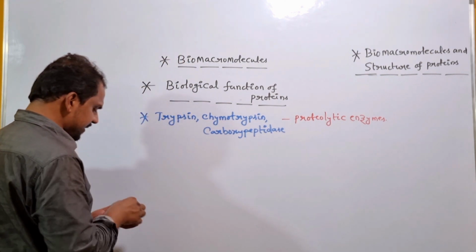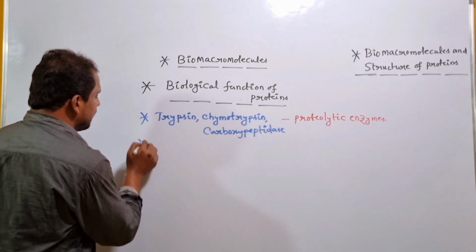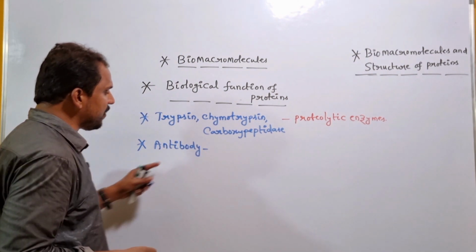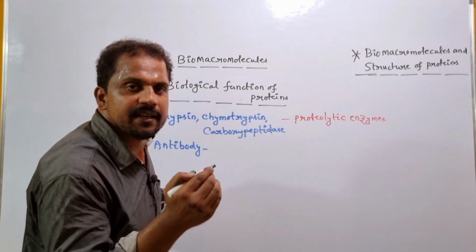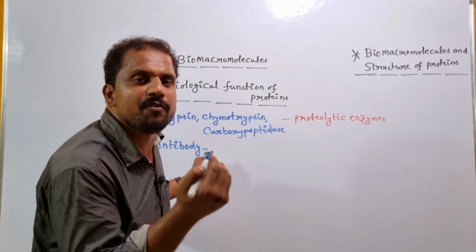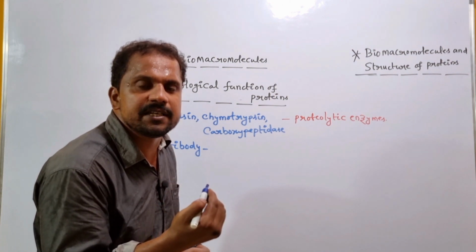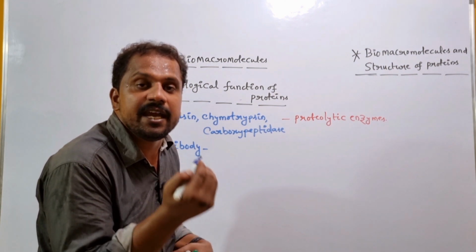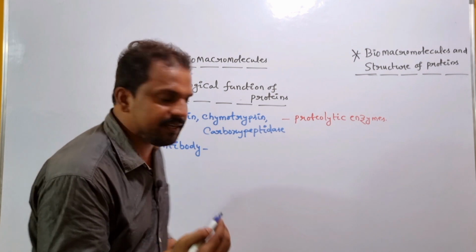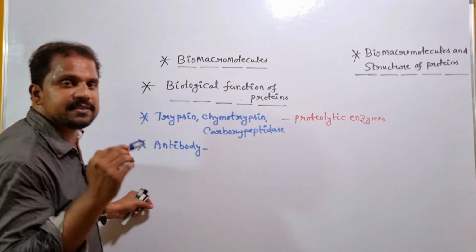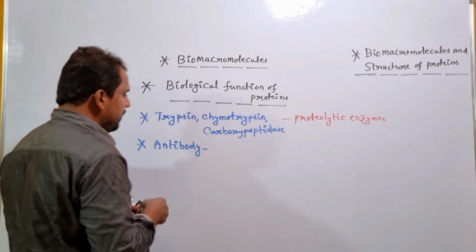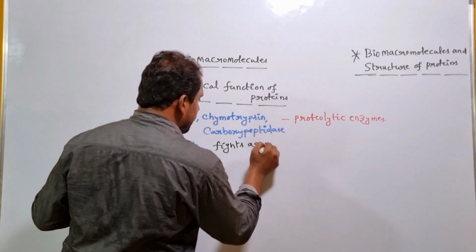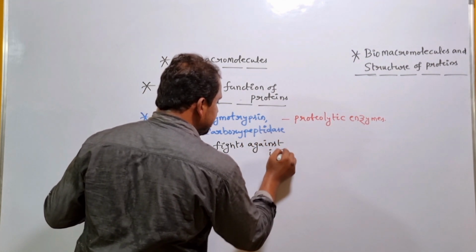Then in the same way, if we consider some of the other proteins like antibody. So what is an antibody? If an infectious agent enters into our body, in order to fight against the infectious agent, our immune system synthesizes a specific protein which is nothing but what? Antibody. So the specific antibody fights against the infectious agent. Is it clear? And the specific antibody is also proteinaceous in nature. Antibody fights against infectious agent.